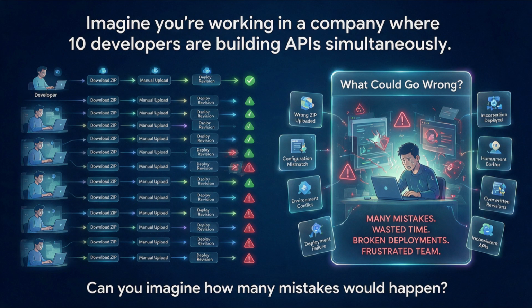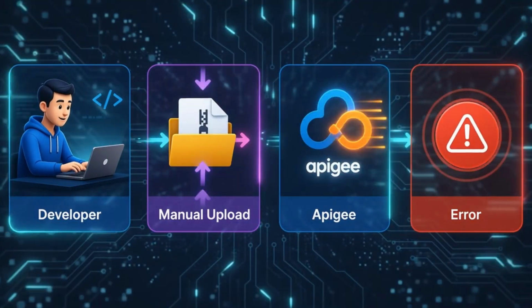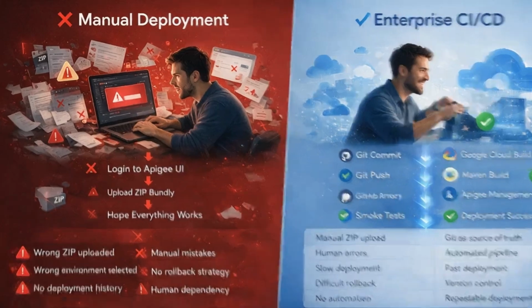Imagine you're working in a company where 10 developers are building API simultaneously. Every developer downloads a zip, uploads it manually, deploys a revision, and hopes nothing goes wrong. Can you imagine how many mistakes would happen? Let's compare these two deployment approaches.